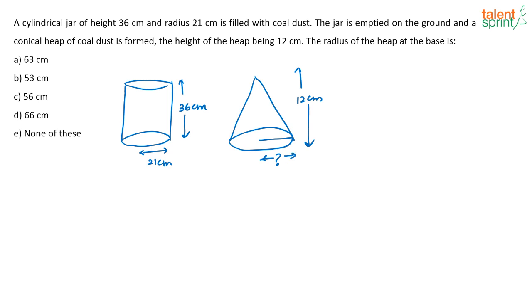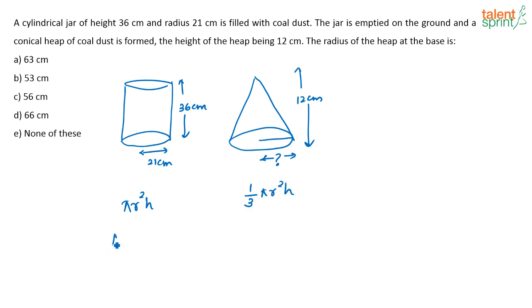How will you solve this question? See, you have a cylinder, and it has coal dust in it. When you are emptying it, the coal dust is kept in the form of a cone, and the height of this cone is given. You have to find out the radius. What we have to remember here is that the volume of the coal dust is the same, correct? Even if it is in the form of a cylinder or a cone, the volume is the same. So equate the volume of the cylinder and the volume of the cone, and you will be able to find out the radius of the cone. What is the volume of a cylinder? Pi r squared h. What is the volume of a cone? 1 by 3 pi r squared h.